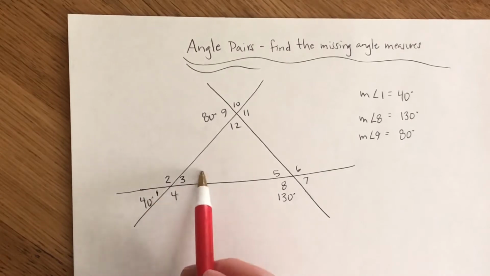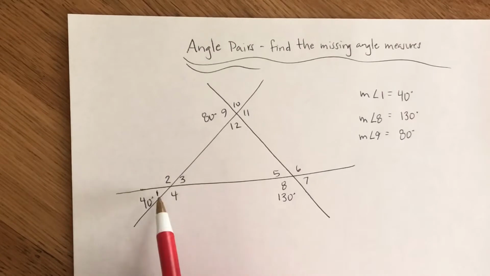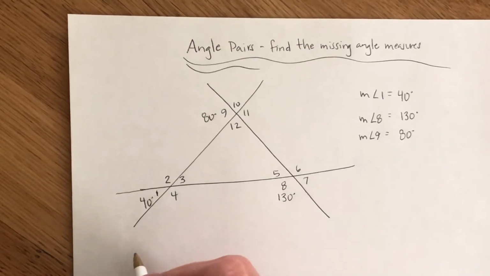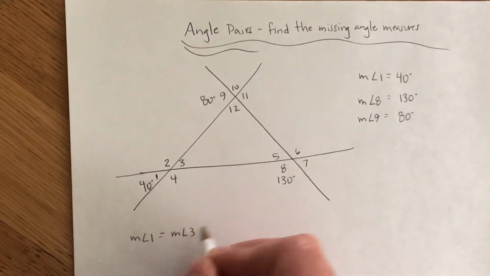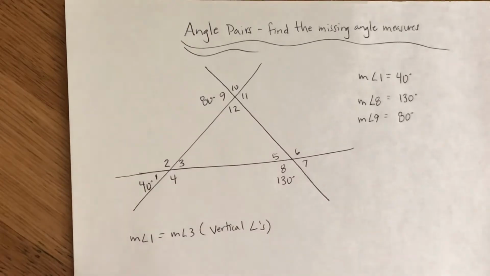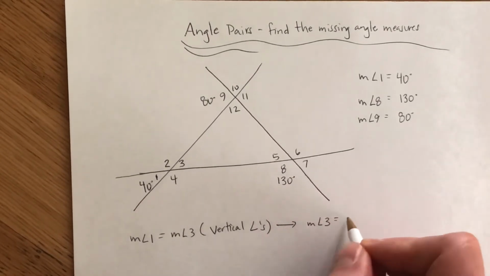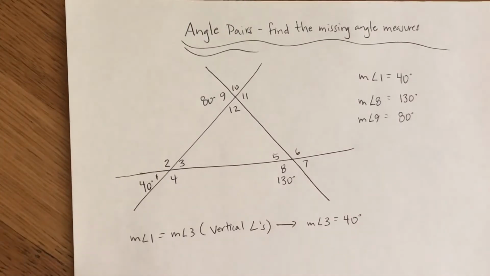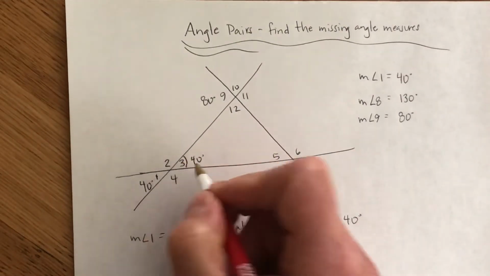If we look at angle 1 and angle 3 here, anytime you have an intersection of two line segments or rays, the angles that are across from each other are going to be vertical angles. And vertical angles are always congruent, meaning they have the same measurement. So the measure of angle 1 equals the measure of angle 3 because they're vertical angles, so that tells us then that the measure of angle 3 is also 40 degrees. So we can label that one, and we can put the tick marks to show that those angles are congruent.